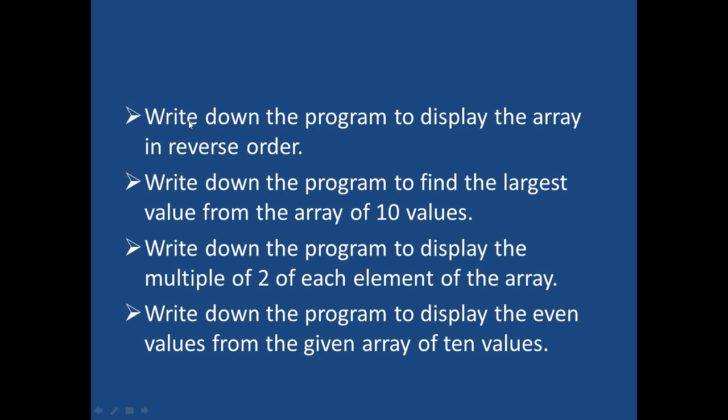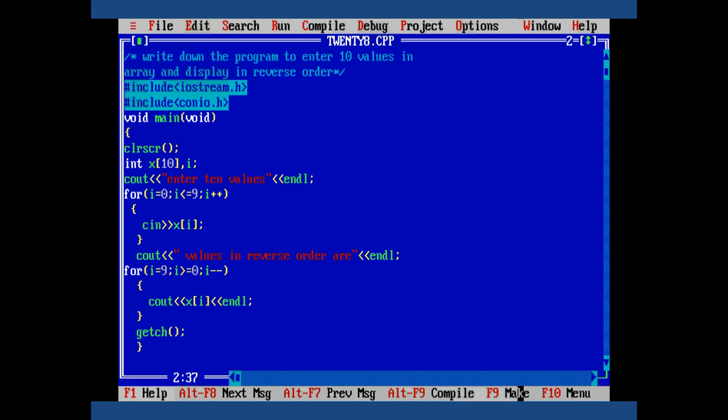Write a program to display the array in reverse order. Here is the program: a program to enter 10 values in an array and display them in reverse order. In C++, we have taken an array x of 10 values and a simple variable I. First of all, cout "enter 10 values". This sentence will be displayed, and this loop will be used to enter values in the array.